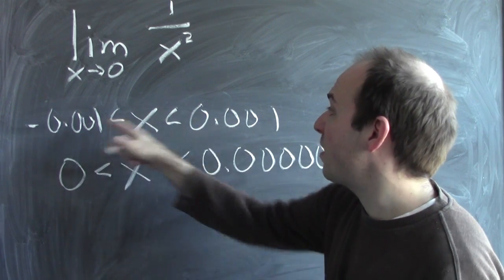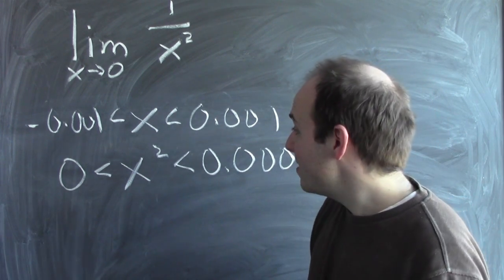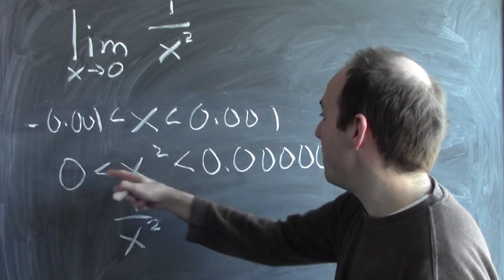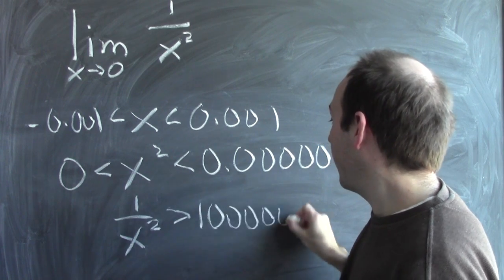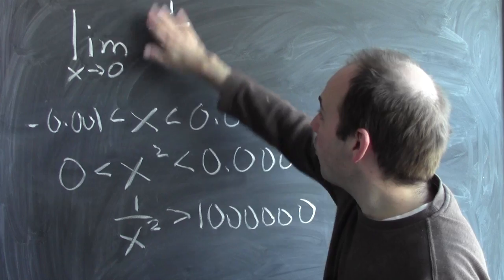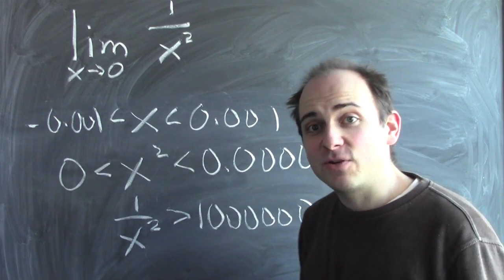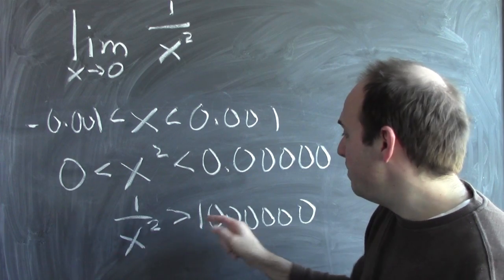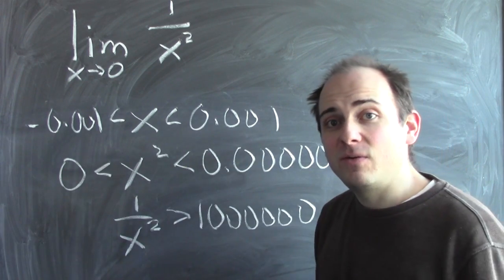So if I take a number within 1,000th of 0 and I square it, now it's within a millionth of 0. And what does that mean about 1 over x squared? Well, if x squared is within a millionth of 0, 1 over x squared is now bigger than a million. What happened, right? I made 1 over x squared very large by making x close enough but not equal to 0. And there's nothing particularly special about these numbers. If I wanted 1 over x squared to be bigger than a trillion, I would just need x to be within a millionth of 0.